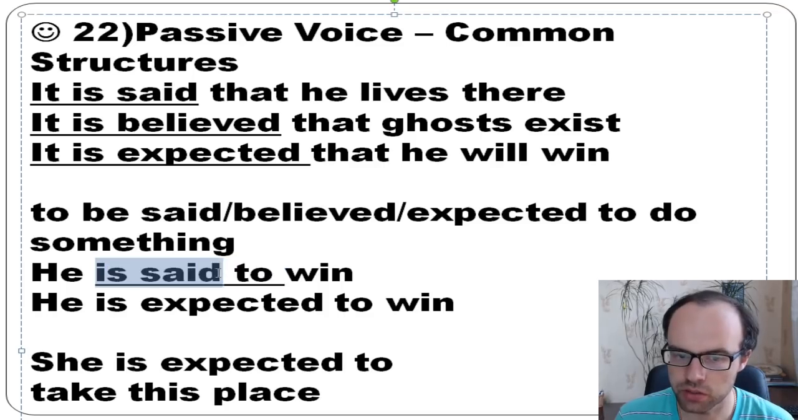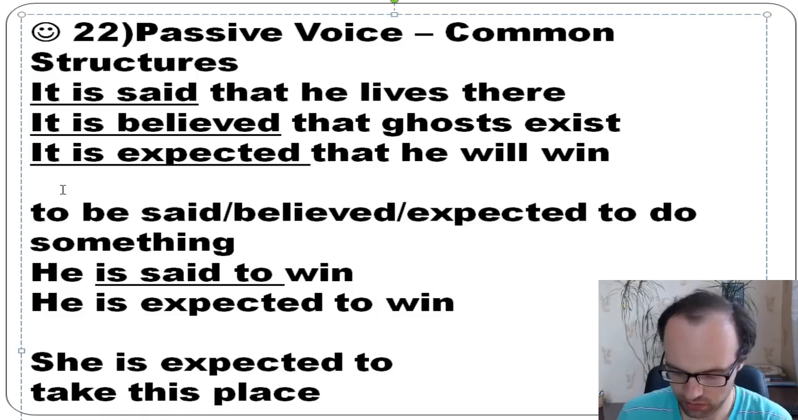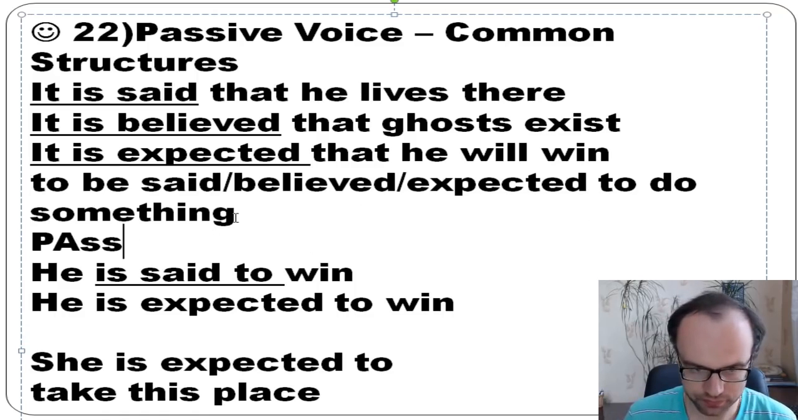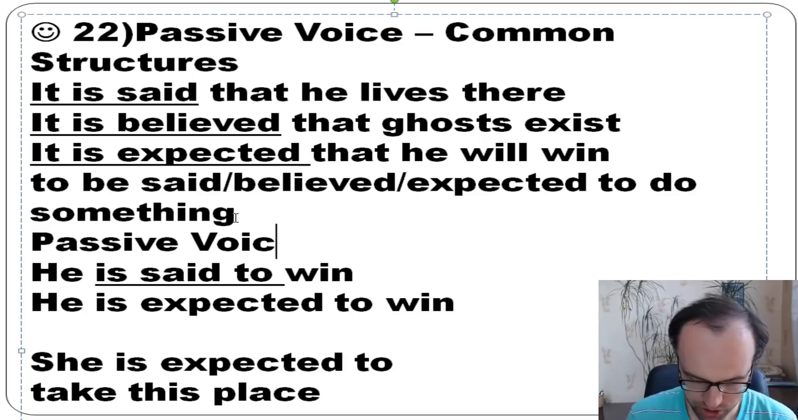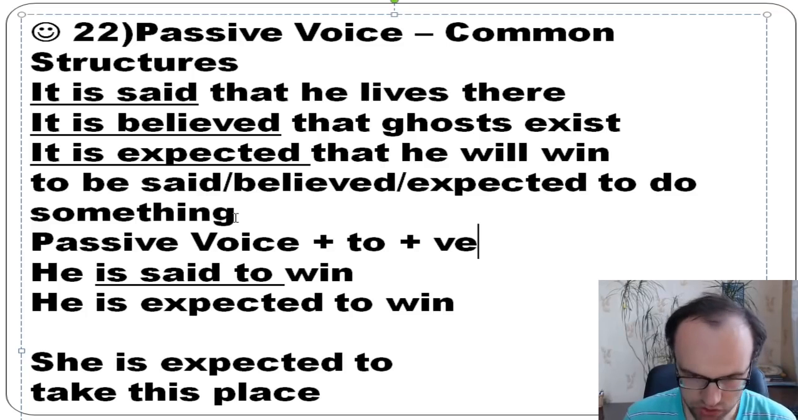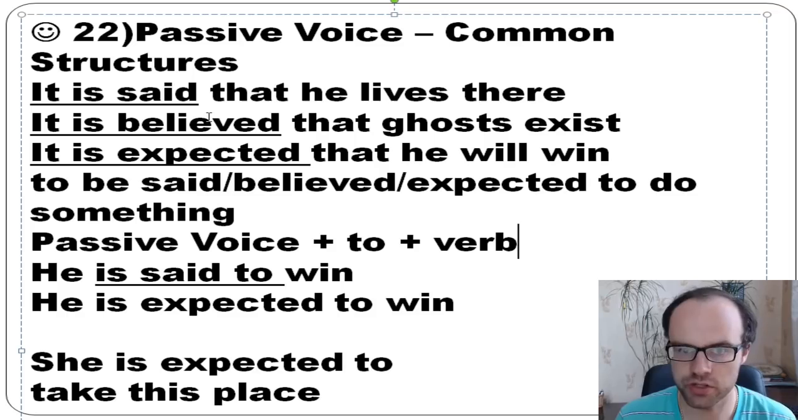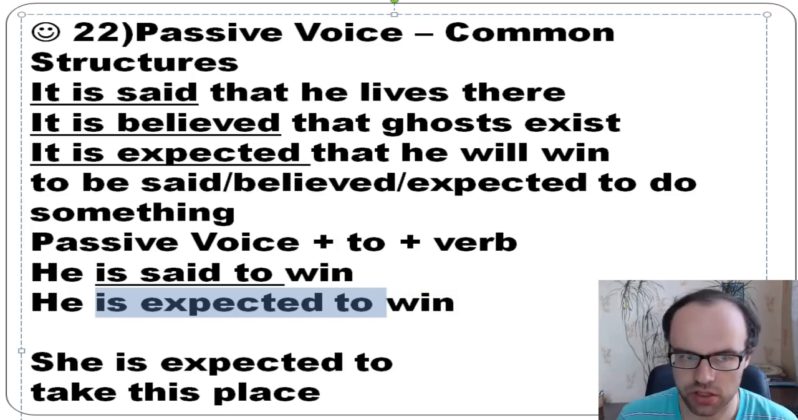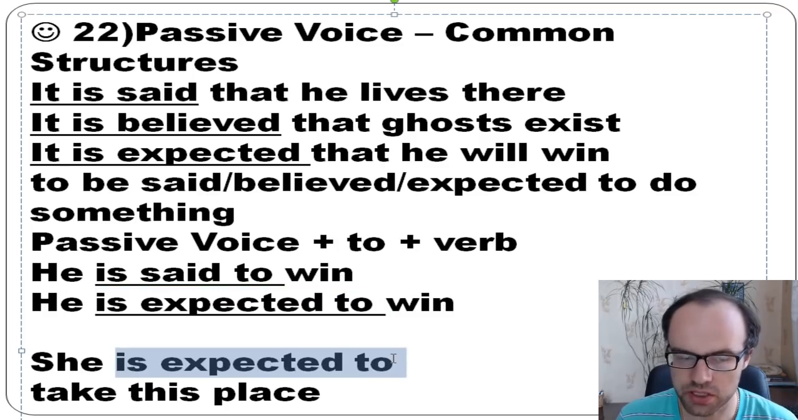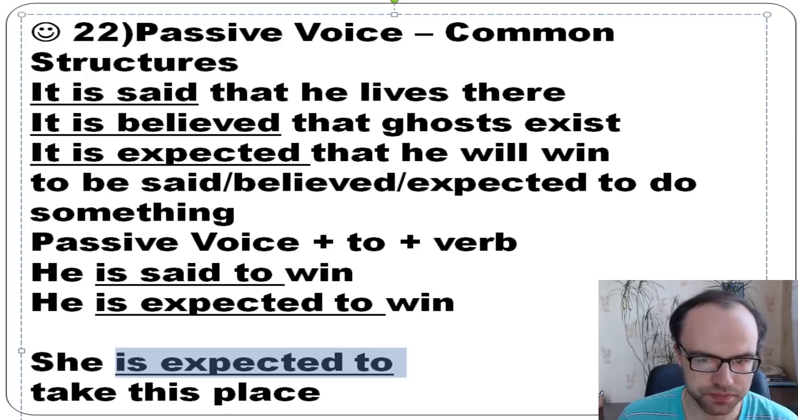So passive voice plus to plus verb. I think that this grammar is new for you. So he is expected to win. It means that other people expect that he will win. She is expected to take this place. Other people expect that she will take this place. So interesting grammar. Good. Next.